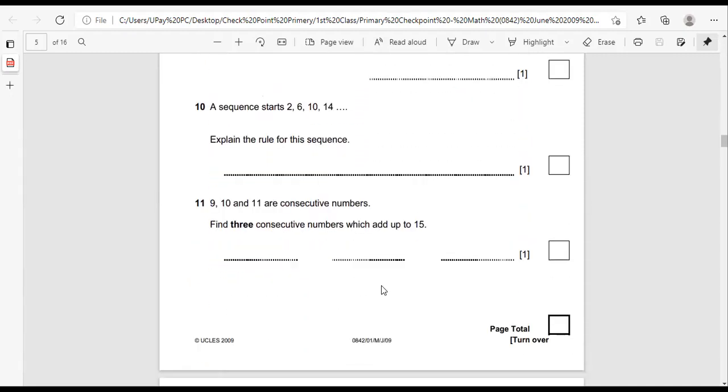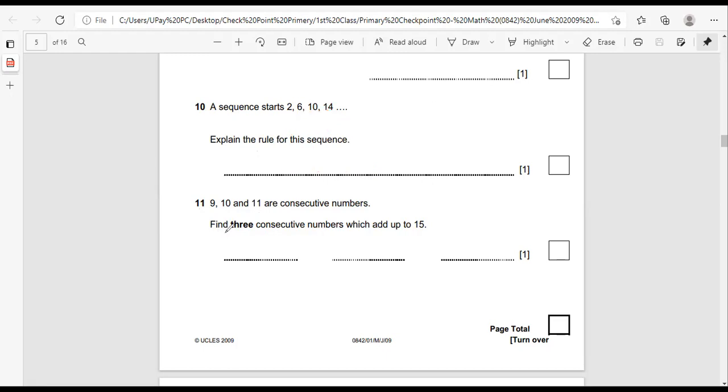The sequence starts 2, 6, 10, 14. Explain the rule of this sequence. When it comes to sequence questions, you have to compare two numbers and see how much is added. So from 2 to 6, 4 is added. From 6 to 10, addition of 4. Here also addition of 4. So what is the rule? Addition of 4. That's it. So that's easy. Question number 11.